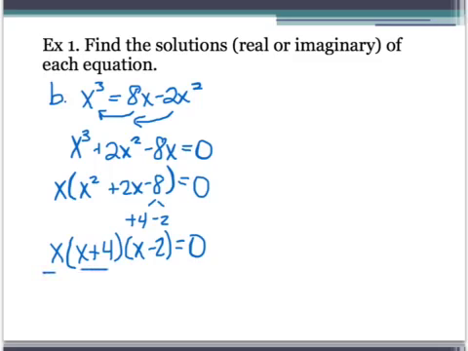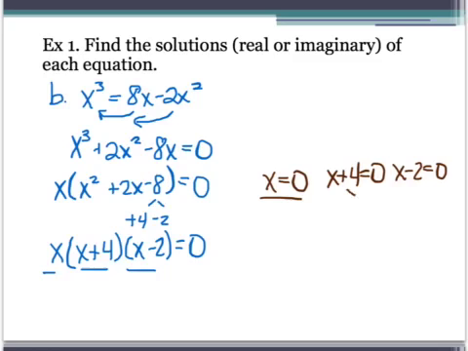So again, I'm going to set each of my 3 factors equal to 0, and then I'm going to solve for x. So I have x equals 0, x plus 4 equals 0, and x minus 2 equals 0. First one's done. Now I'm going to bring the 4 over with subtraction, so x equals negative 4. And then I add 2 to the other side, and x equals positive 2. So these are my 3 zeros.